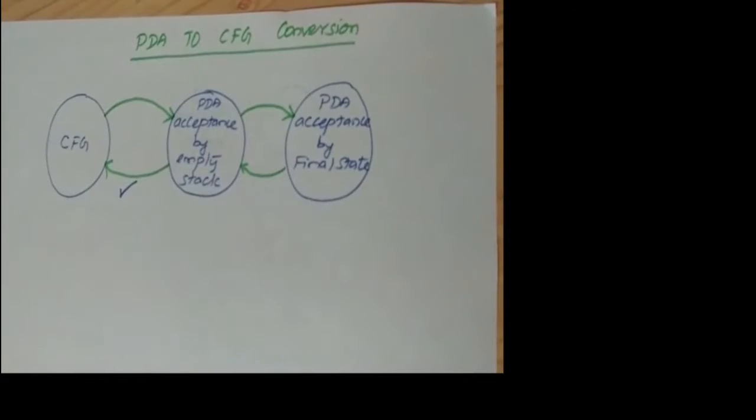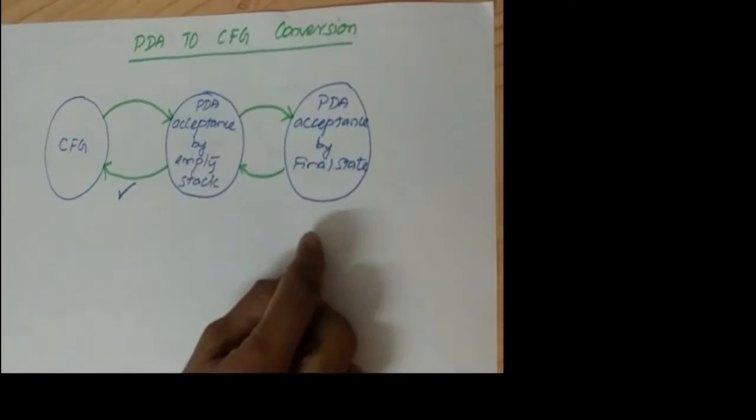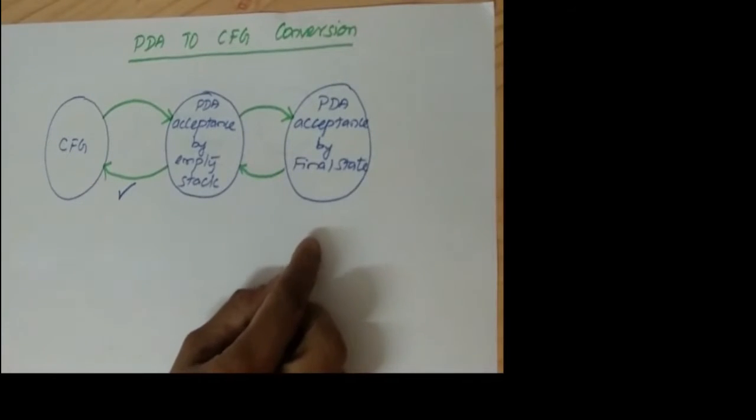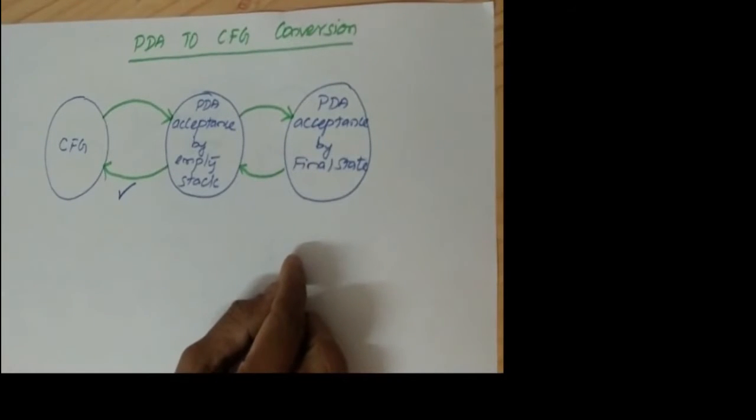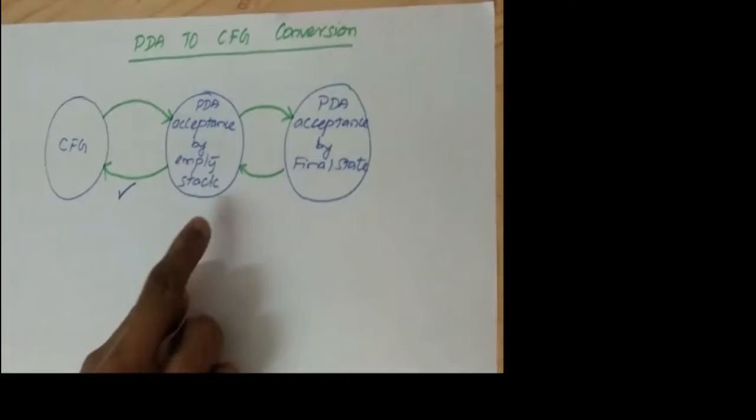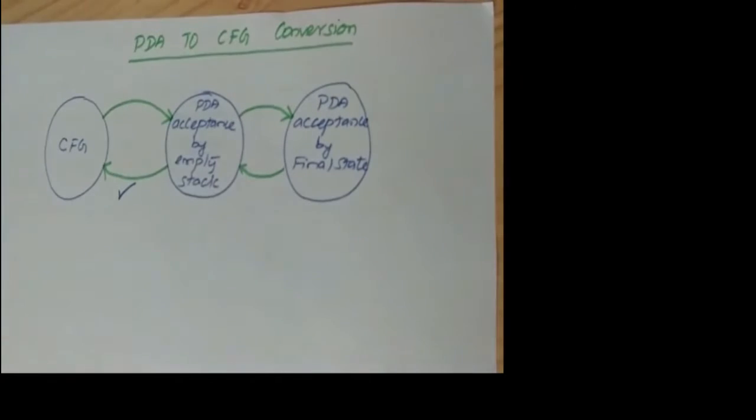In this video, we will see about conversion of PDA into equivalent grammar. We know that the PDA acceptance can be done in two ways. One is PDA acceptance by final state and another is PDA acceptance by empty stack.